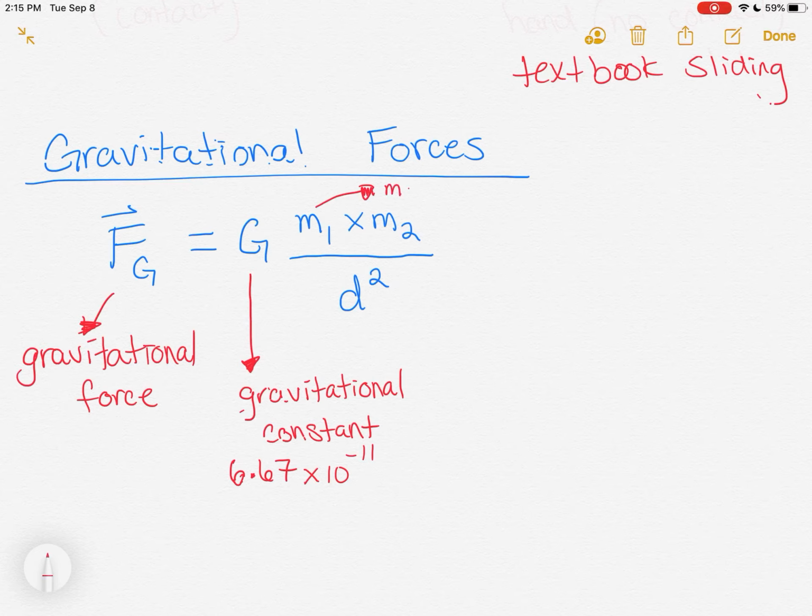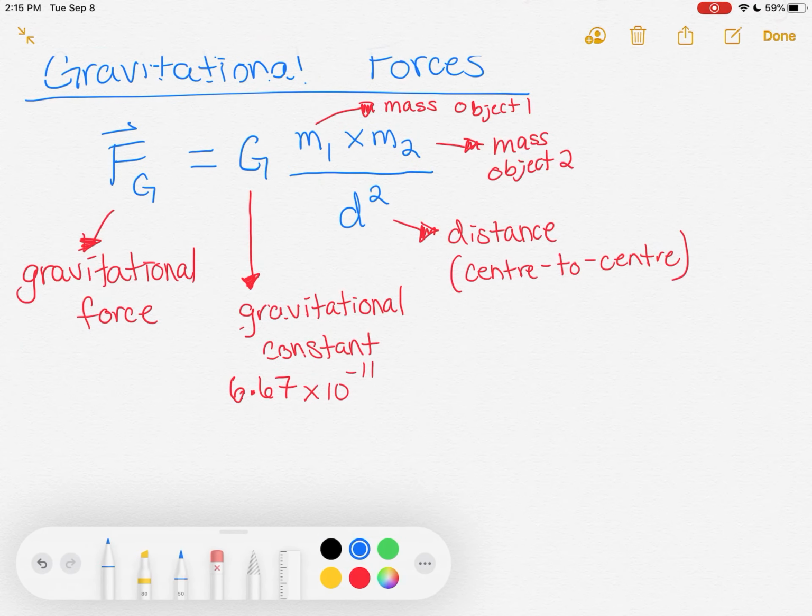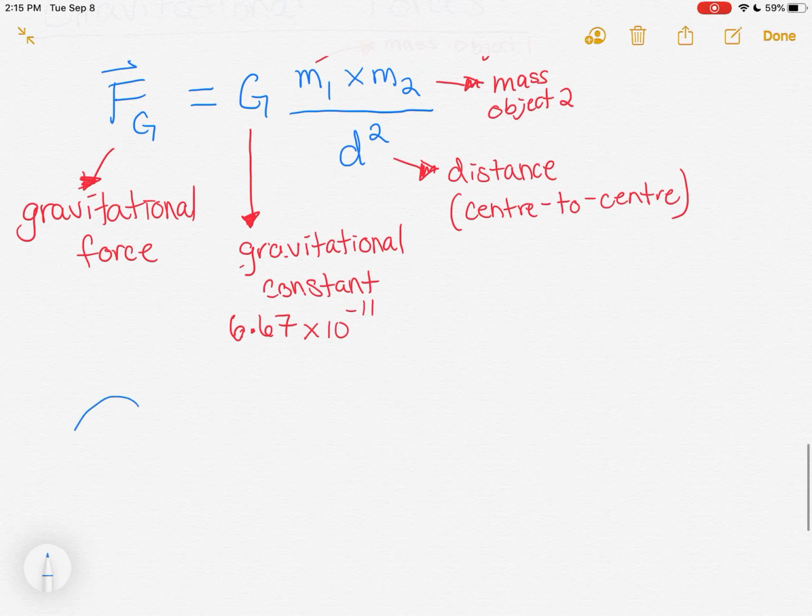M1 is going to be the mass of object 1. M2 will be the mass of object 2. And then D is going to be the distance between them. Now, really important here, this is center to center distance. Okay, so we are going to draw a case where this would be true. So we are going to draw a picture here.